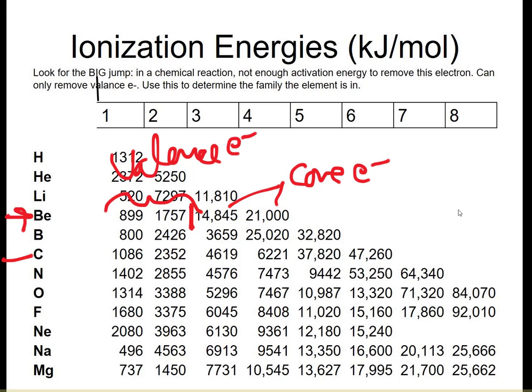Let's go to carbon. How many valence electrons does carbon have? 1, 2, 3, 4. We see a big jump in ionization energy. It goes from 6,000 to almost 38,000. And there's not enough energy for that to happen in a chemical reaction. So we will see that carbon can lose 4 valence electrons, but then it will stop.